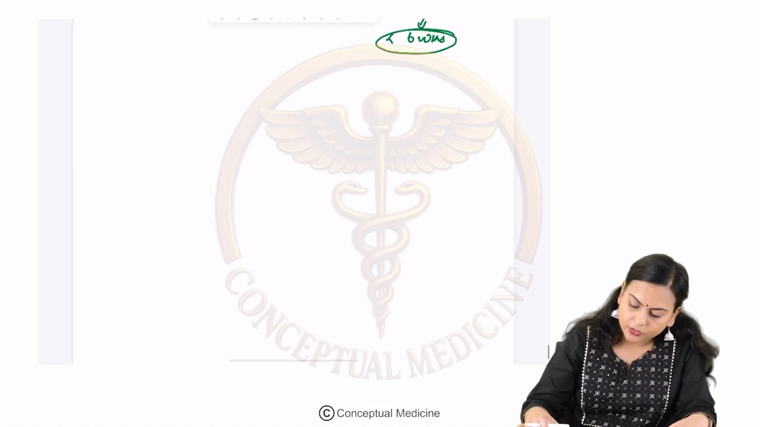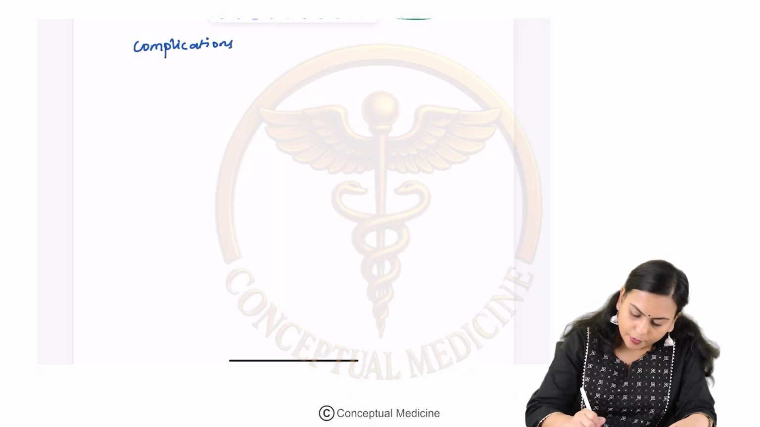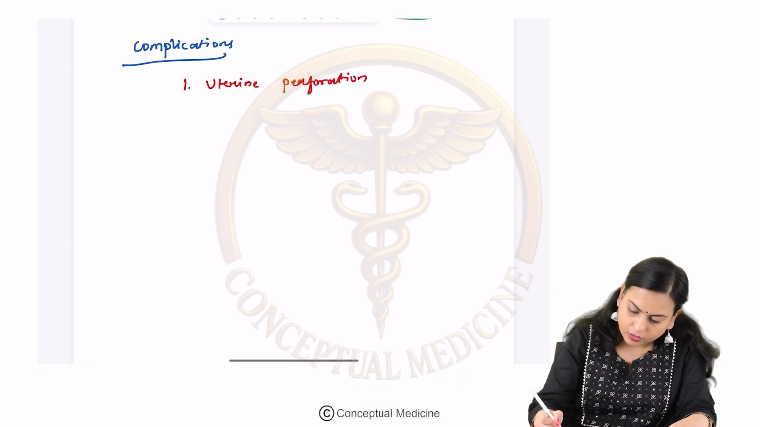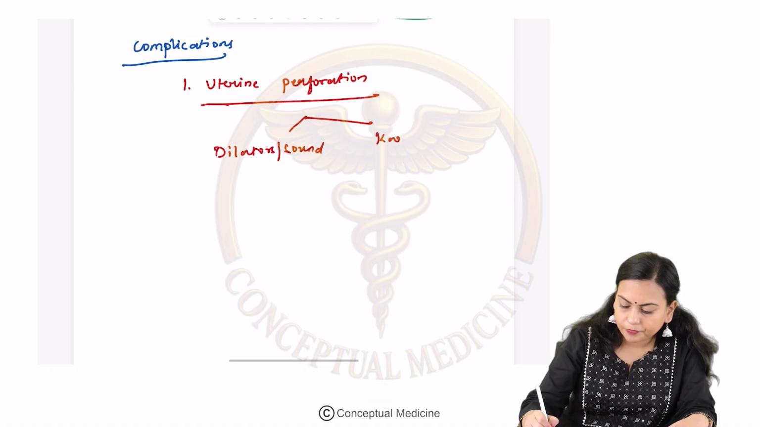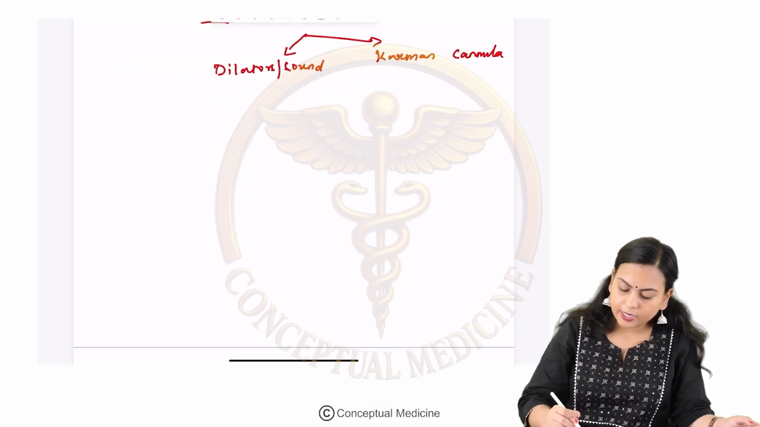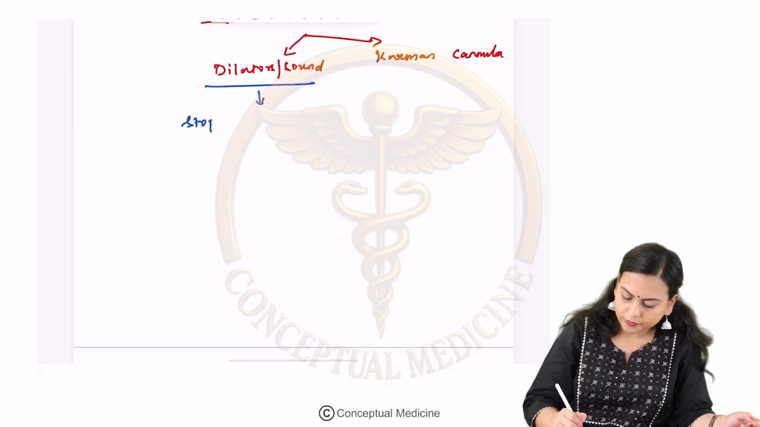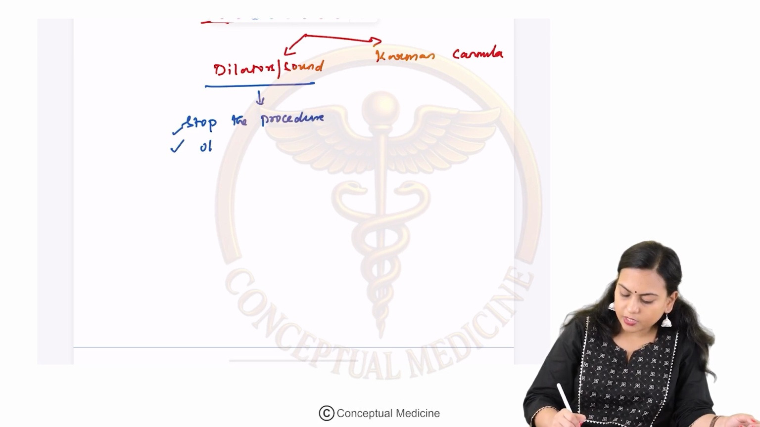So what are the complications you can expect with this procedure? Complications may include uterine perforation. Uterine perforation can occur while you are using dilators or the sound or Karman cannula. Okay, if the perforation has occurred due to dilators or the sound, stop the procedure and observe the vitals.